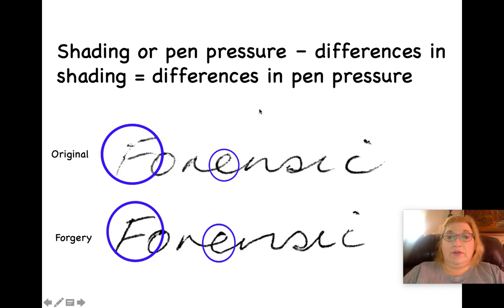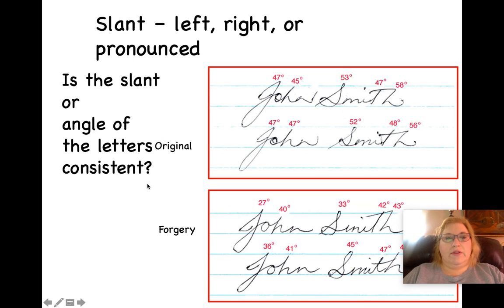Okay, pen pressure is another thing that you just don't think about if you're trying to forge a letter. But how hard do people write with their pencil or their pen? Look, you can see in the original, the person's just barely touching the paper. In the forgery, it's very obvious that they're touching it with a little more pressure.